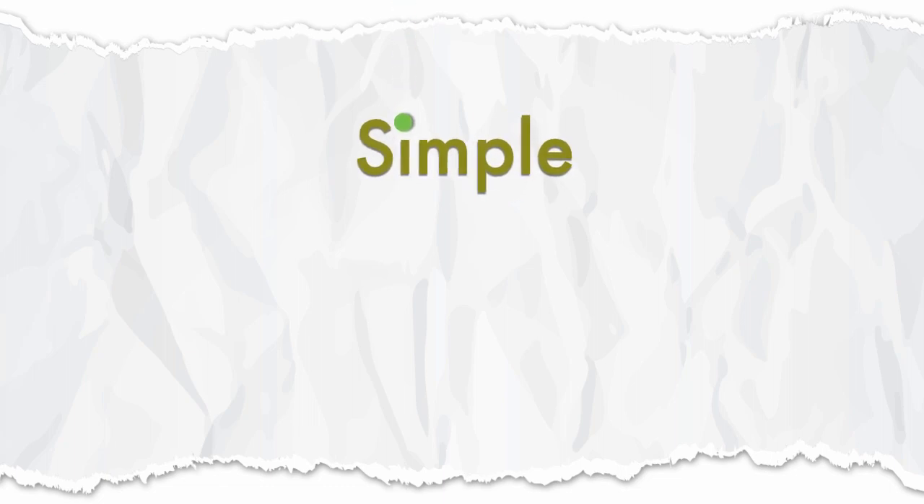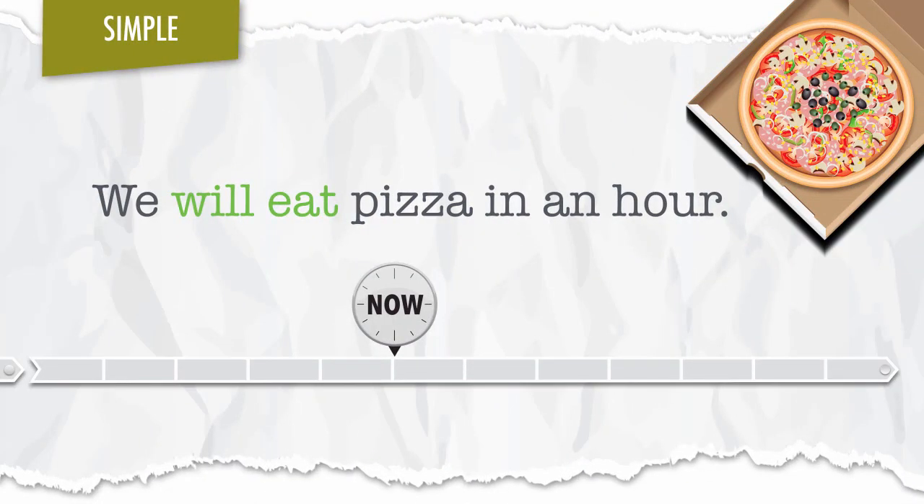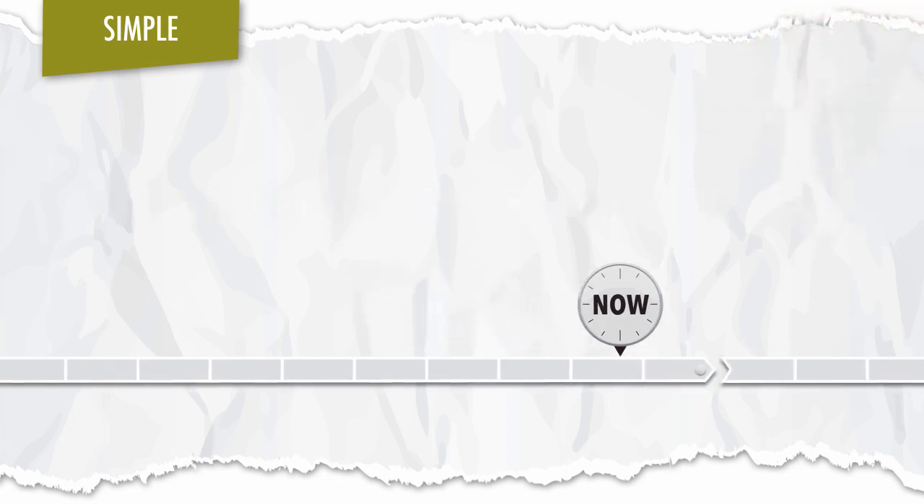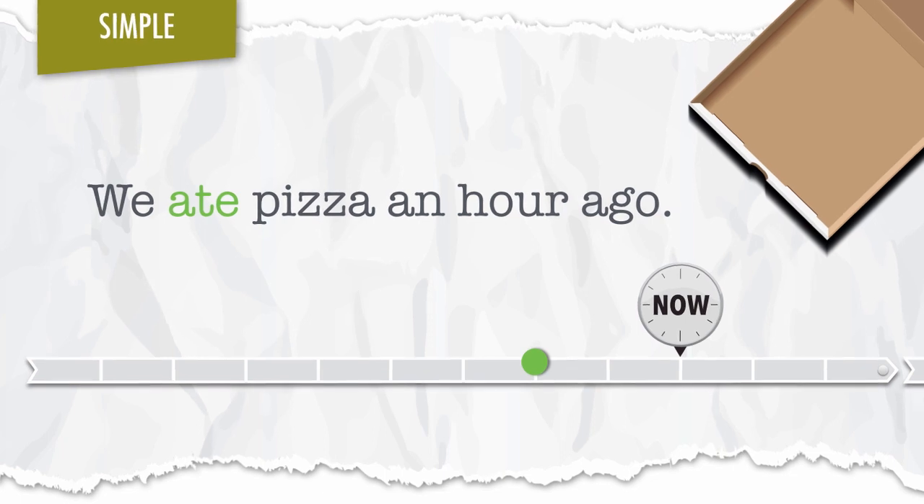First, simple tenses. They are used to express actions at a point in time. They are usually complete actions. So for example, we will eat pizza in an hour. We will start this in an hour and it will be complete. It's a simple future sentence. We ate pizza an hour ago. It was the same simple action and it happened in the past. This is a past simple sentence.